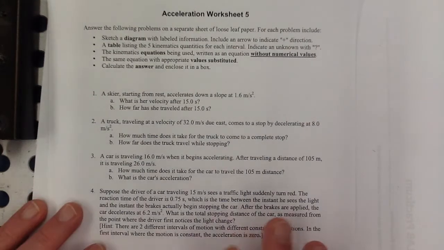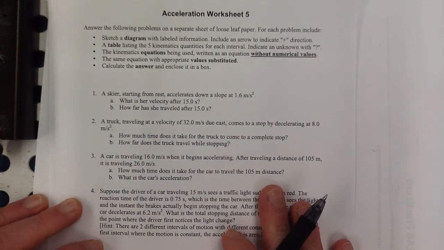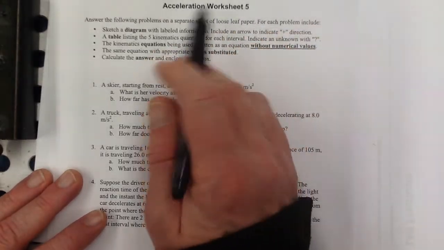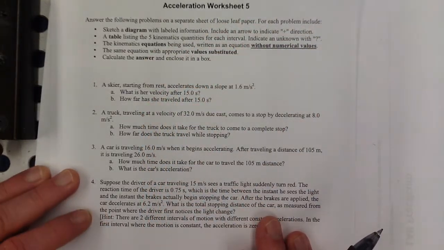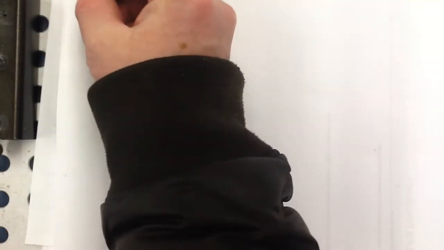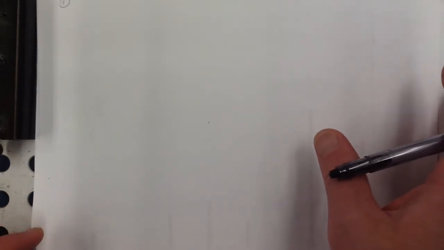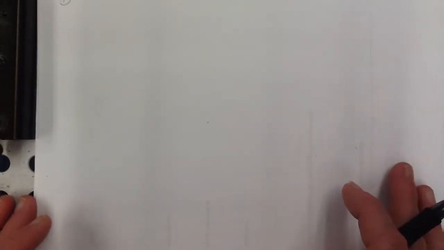Acceleration number 5. This is more practice, exactly the same thing you were doing with acceleration number 4. So let's get started. I'm going to do the same things. I'm going to make a little picture, list out all my quantities, and write down the equation that I'm going to use.